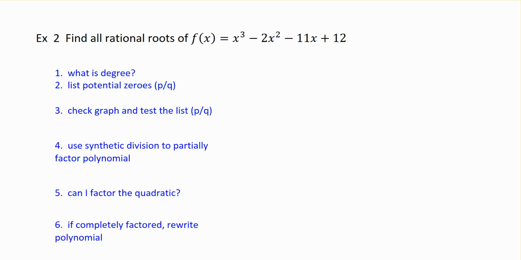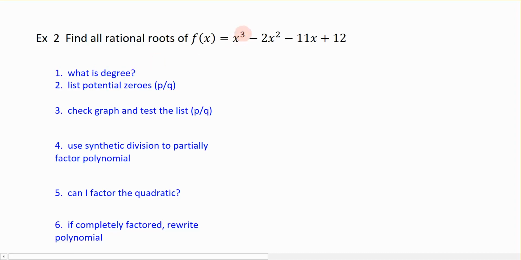Well, now we want to find out what the rational roots are given a polynomial function using that rational zero theorem that we practiced just a minute ago. So here I have the function x cubed minus 2x squared minus 11x plus 12. And I have a list of steps that I'm going to go through in order to find what the rational roots are. First, let's talk about what the degree of the function is.